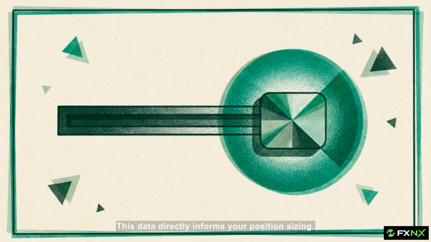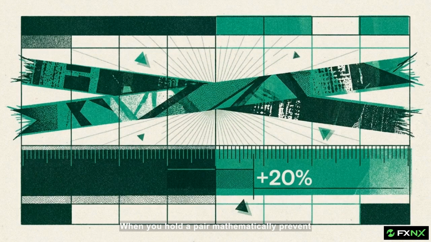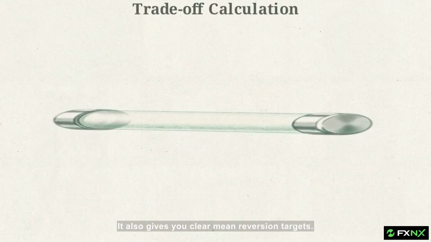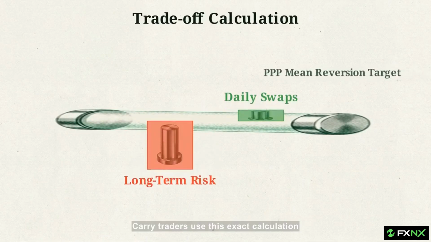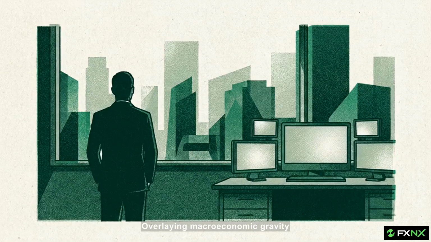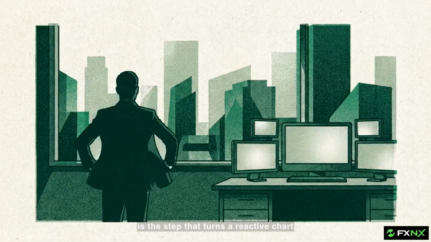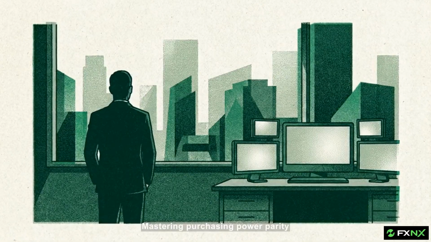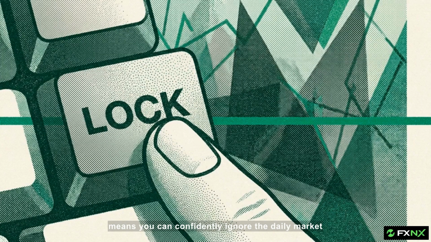This data directly informs your position sizing. When you hold a pair mathematically proven to be stretched 20% past its fair value, you can justify setting wider stops and holding the position for the long term. It also gives you clear mean reversion targets. Carry traders use this exact calculation to weigh their long-term exchange rate risks against the daily swap payments they expect to collect. Overlaying macroeconomic gravity onto your standard technical analysis is the step that turns a reactive chart watcher into a strategic investor. Mastering purchasing power parity means you can confidently ignore the daily market noise and lock on to a mathematically proven baseline.